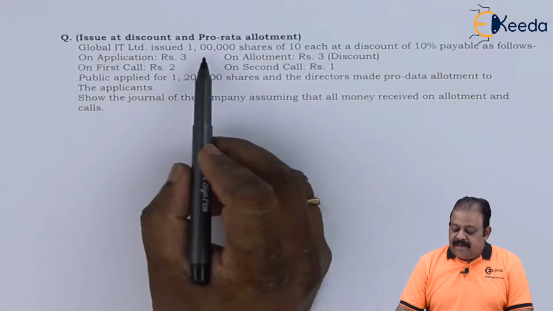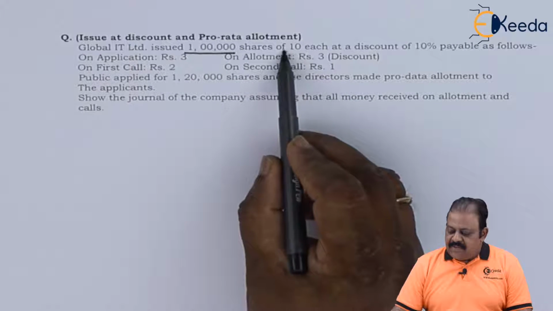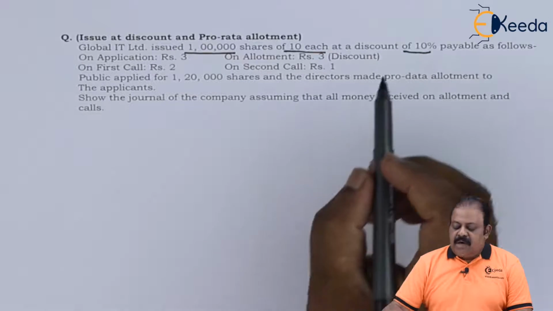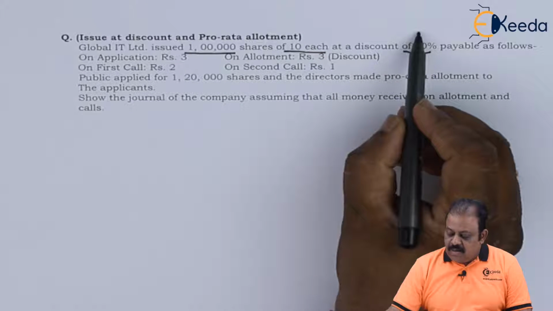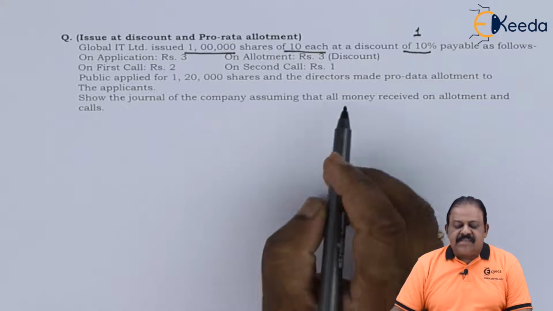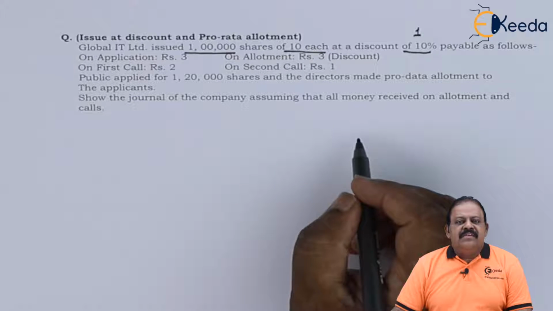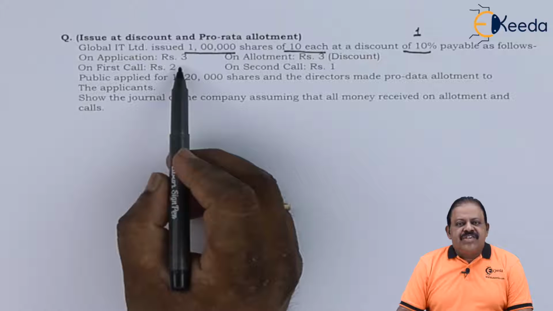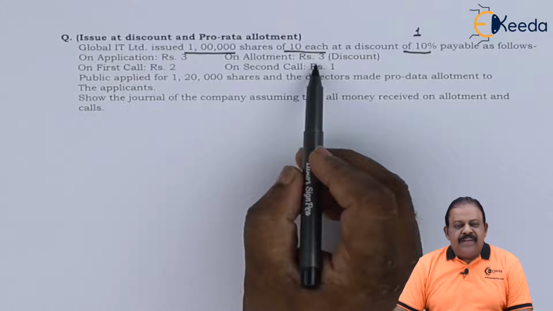Global IT Limited issued 1 lakh shares of rupees 10 each at a discount of 10%. Discount of 10% will be applied to this 10 rupees, which comes to 1 rupee discount. Each share of rupees 10 is issued at rupees 9, that is, at a discount of rupees 1. Payable as follows: on application rupees 3, on allotment rupees 3.